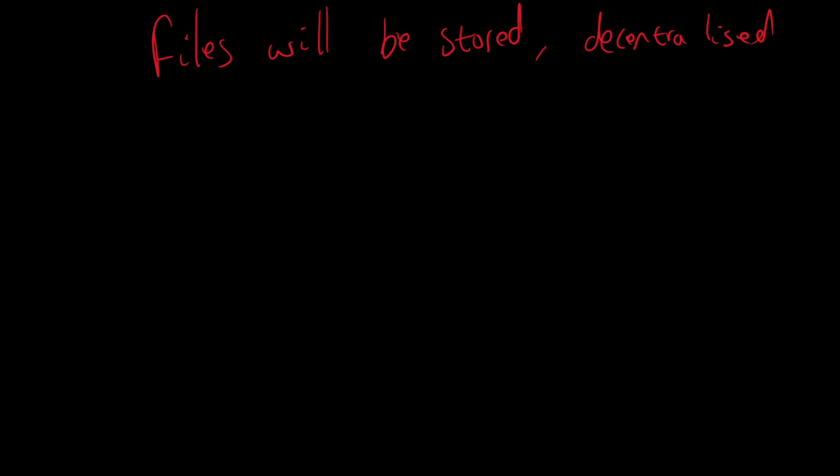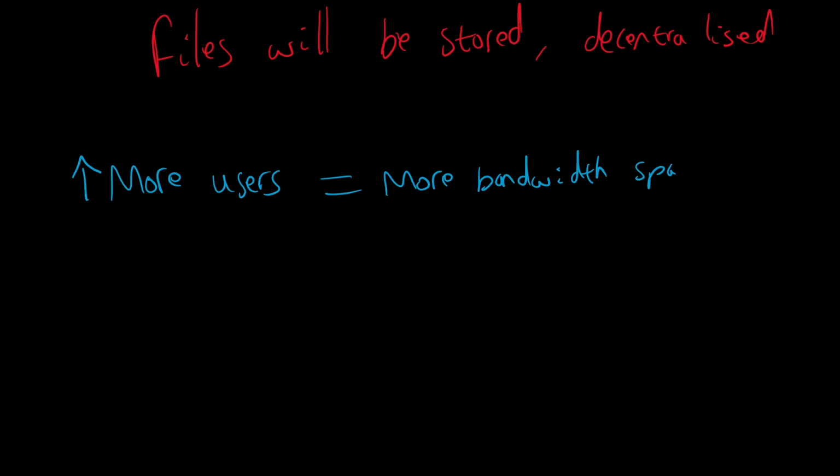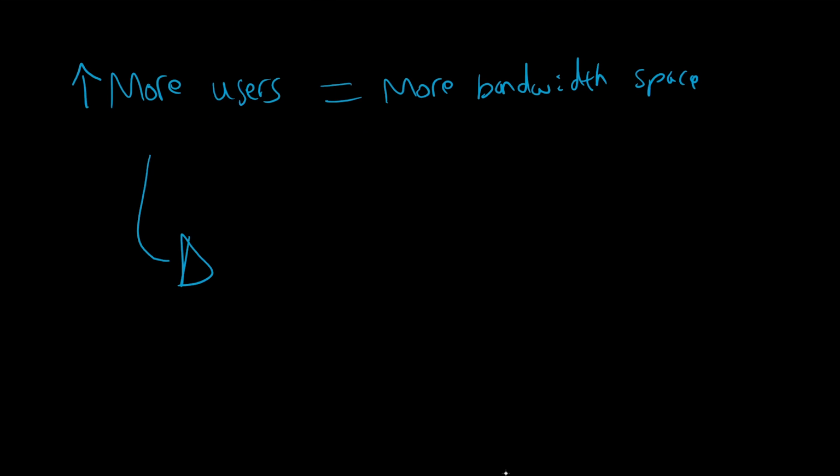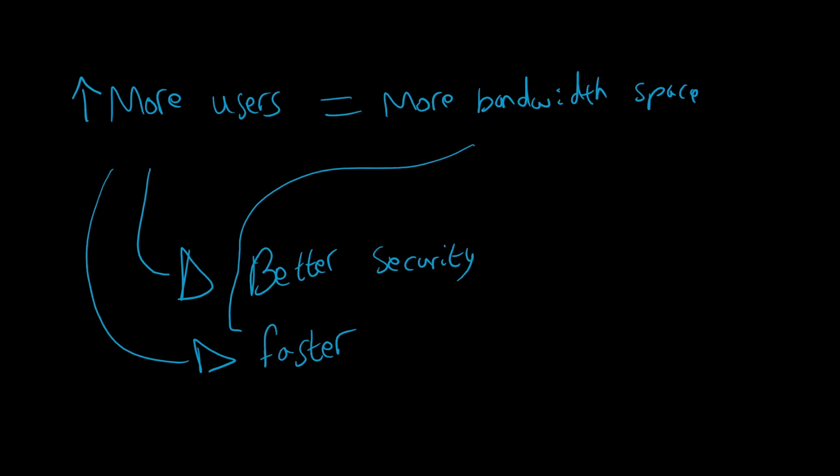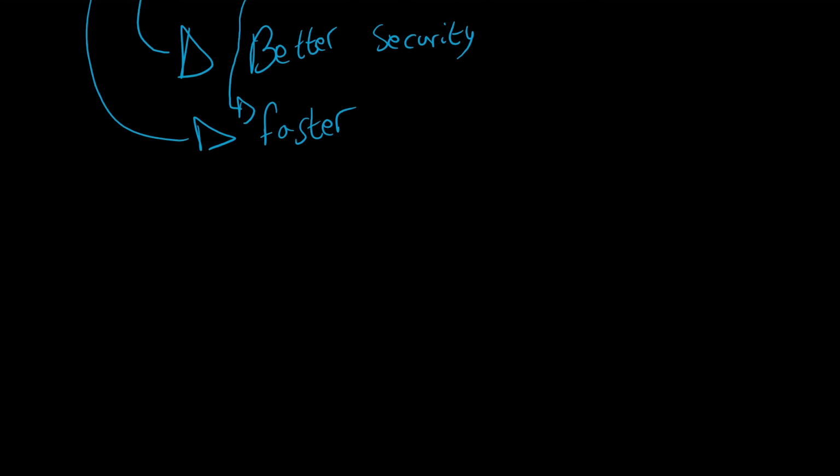And the whole concept is, more users will equal more bandwidth and storage space, because at the end of the day, more users means more nodes in our decentralized network, so there's more people that can be using it, and this ultimately also leads to better security. It's also just overall faster, whether it's a file transfer, where it's linked to the bandwidth, or whatever aspect it is, it's generally going to be faster.